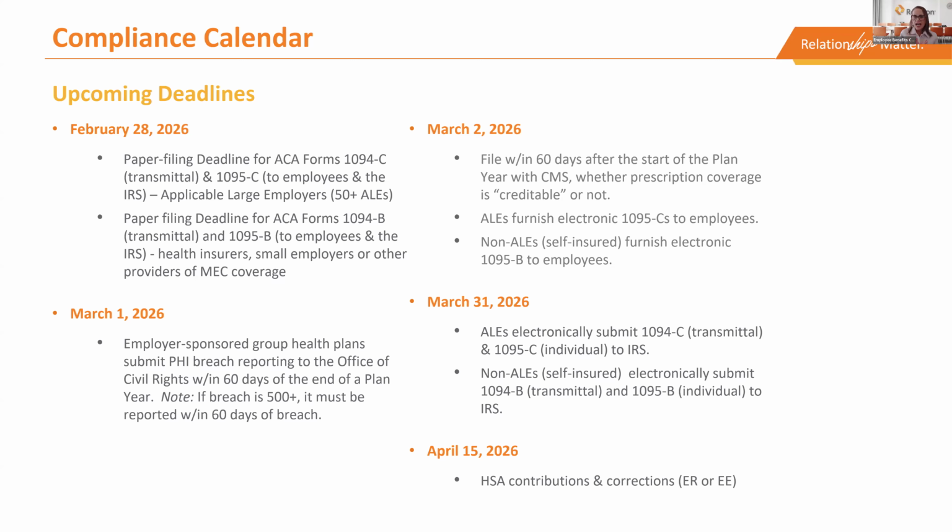And then just a high level deadline, April 15th. This is where both you as an employer or an individual can correct your HSA contributions. Maybe you accidentally overpaid or went over the limit, as long as that gets adjusted by April 15th. So keep those deadlines in mind.